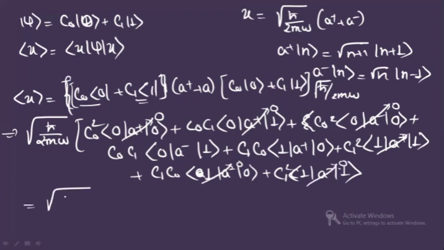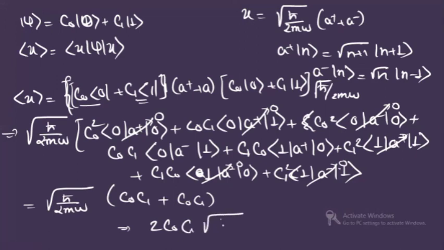So finally you will have the expectation value of x is root over h cut by 2m omega times the following. This term will give root 1 and the state will become 0, so you will have C naught C1. And this term is 0. Root over 0 plus 1 is ultimately 1, this state will become 1, so you will have C naught C1. So finally you will have 2 C naught C1 root over h cut by 2m omega. Right, this is what you are having.